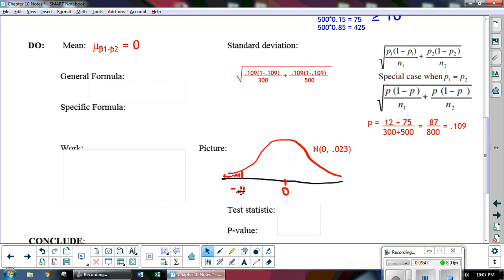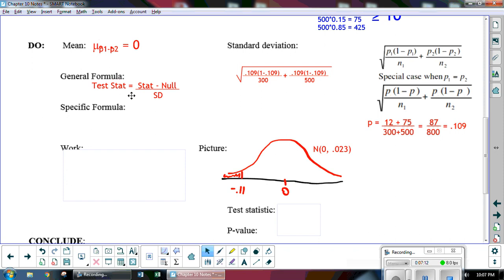Our difference was 0.11, so we're going to be down over here. So we're going to say, how big is this area? How likely is it, by chance, that we're seeing this 0.11 difference when we have a mean of 0 and a standard deviation of 0.023? So again, the general formula hasn't changed. The stats test is right there.